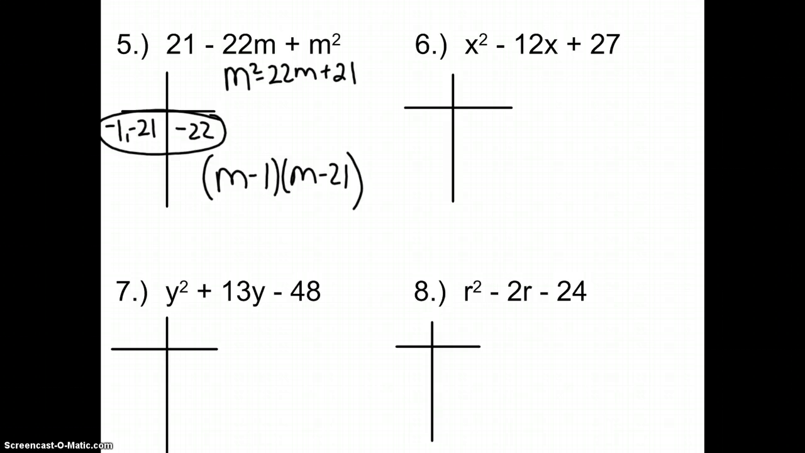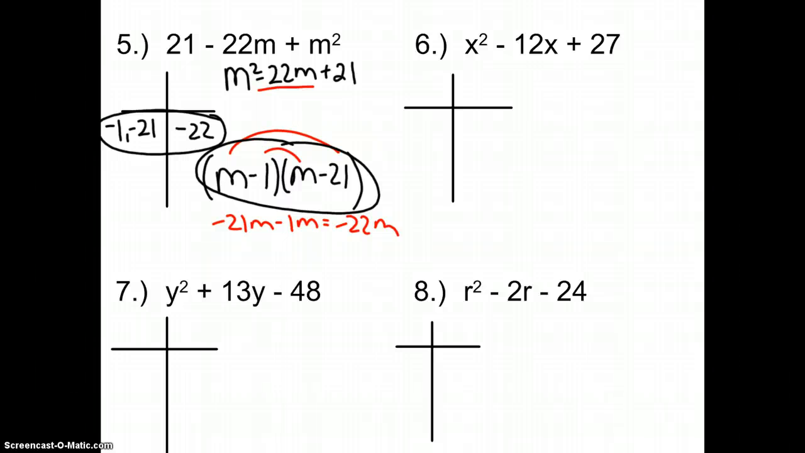We can check this by doing the outer and the inner. Negative 21m minus 1m gives us negative 22m, which matches the middle term. So these are our two factors. Number 6, I want you guys to try on your own. So pause the video, and you should get the factors of x minus 3 and x minus 9.